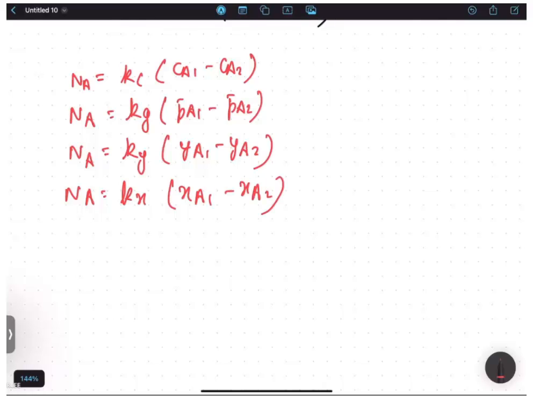Where your Kc, Kg, Ky, Kx, what are these? These are just the mass transfer coefficients for the respective driving forces. If the driving force is concentration difference, then Kc. For partial pressure difference, Kg. For mole fraction in the gaseous phase, Ky. For the liquid phase, Kx. Okay, so this is the format.